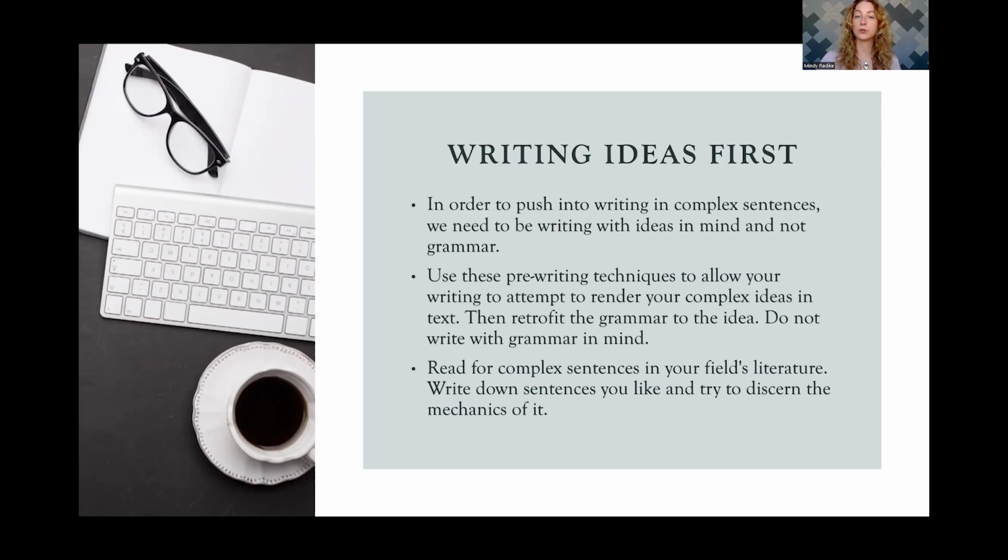So one thing that's helpful is you can read for complex sentences in your field's literature and write down sentences you like and try to discern the mechanics of it. And then you can mimic it. In some of those pre-writing strategies, you can write down some of their sentences and then write your own sentence that looks like it, and try to figure out why they used that semicolon, why they used that em dash. And that's really how we're going to learn how to write more complexly, is by studying what we're reading and implementing it and writing with ideas first.